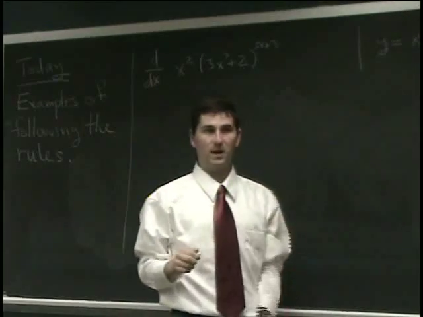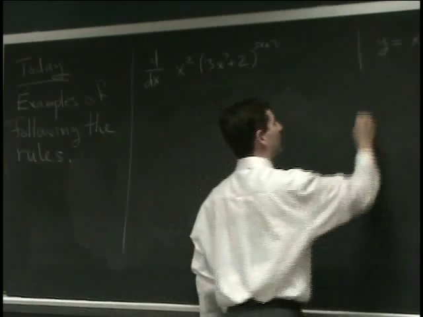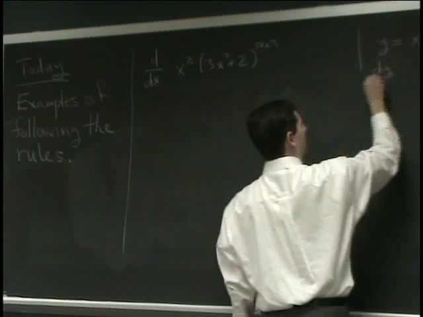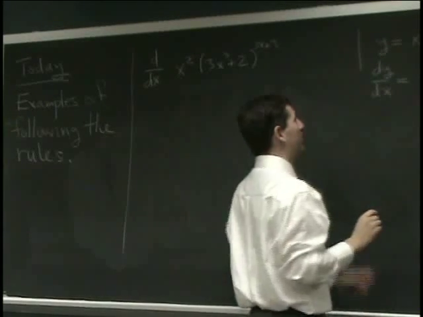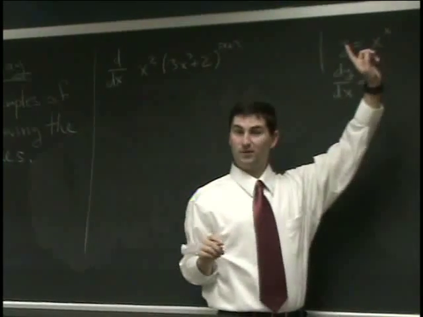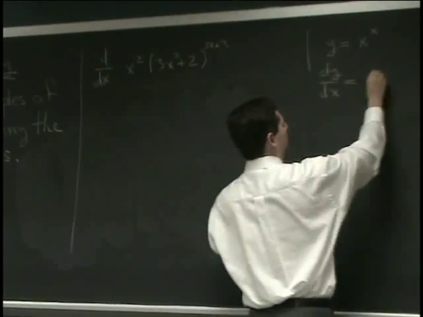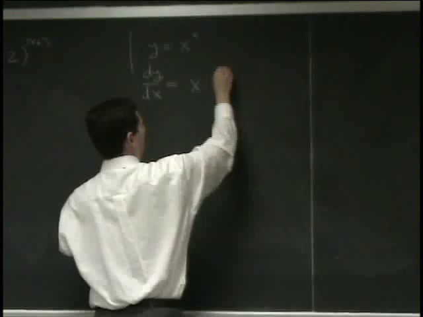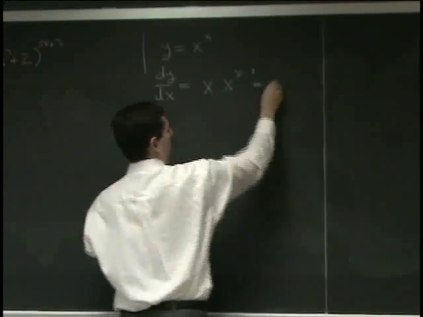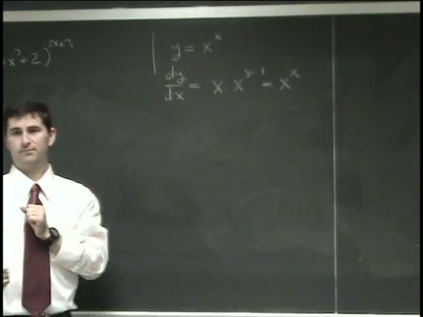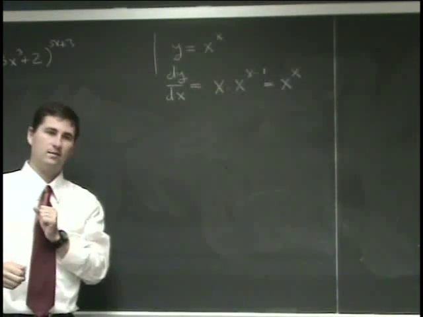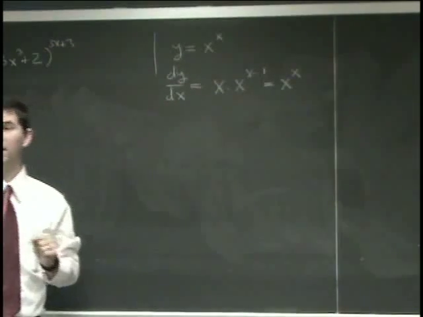Say my function is y equals x to the x, and I want to know what is dy dx. Well, if you apply the power rule to this, then you say, oh, well, clearly this is x times x to the x minus 1, which is x to the x. Right? Okay, so the answer is no. This is not right.